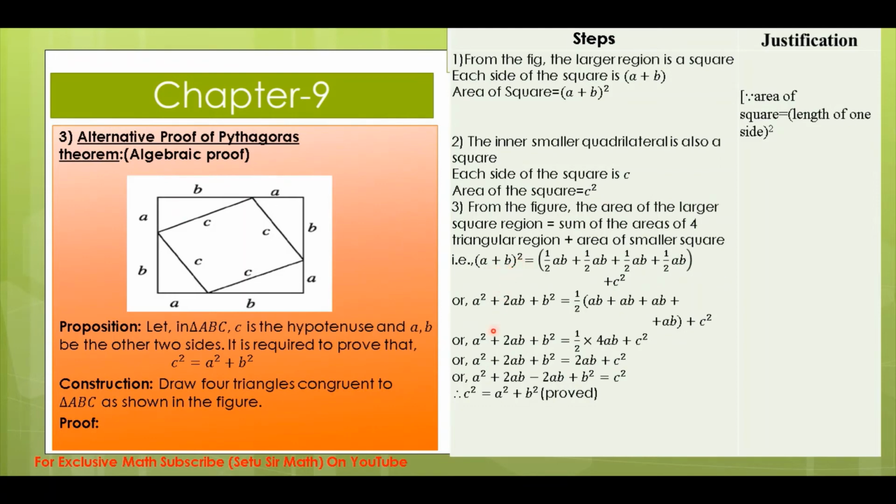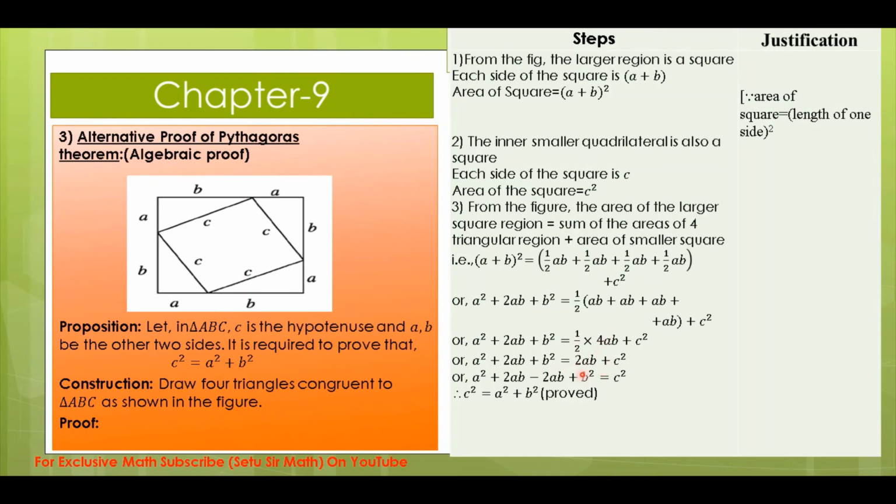(A+B) whole square equals A square plus 2AB plus B square, equals, if we take common half from here, we get AB plus AB plus AB plus AB plus the rest of the thing is C square. So A square plus 2AB plus B square equals half of this 4AB, we can write, if we make the sum, 4AB plus C square. And if we reduce this 4 by 2, we will get 2AB plus C square.